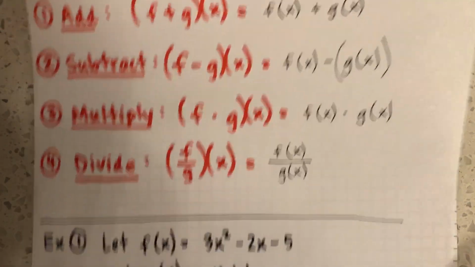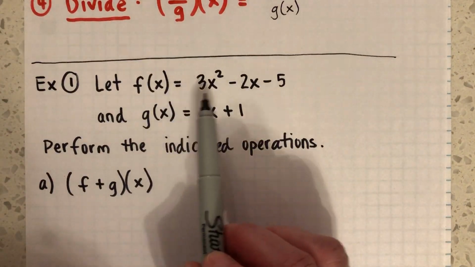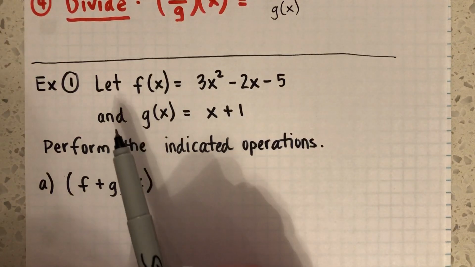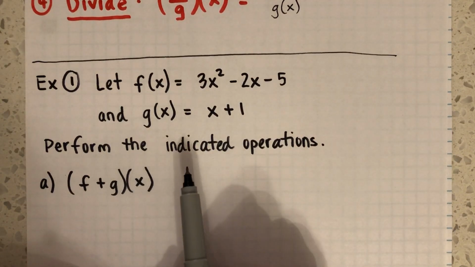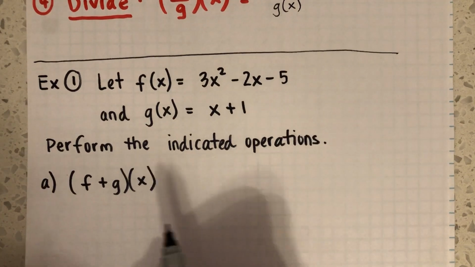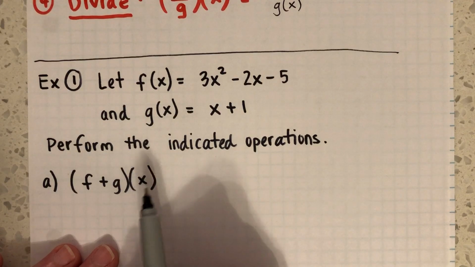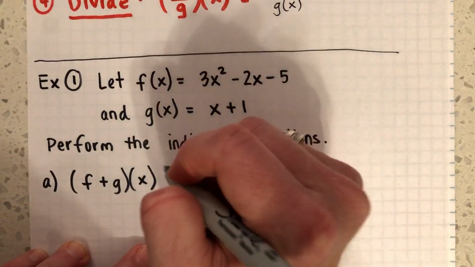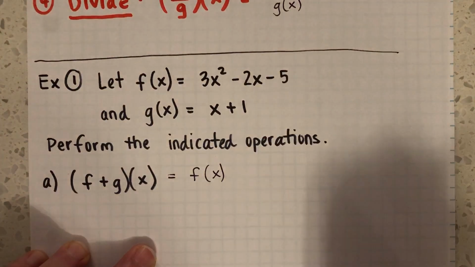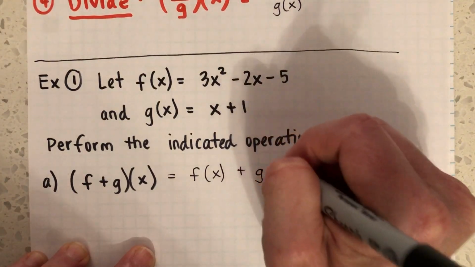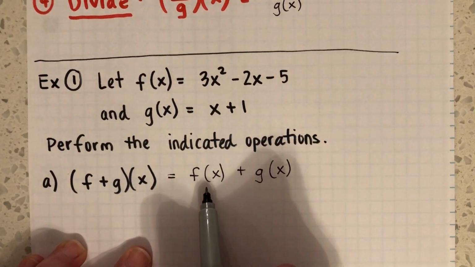Let's try some. Okay, so look at example 1. Let f of x equal this rule, equal this function, and let g of x equal this rule, okay? Perform the indicated operations. So in part A, they want you to find f plus g of x, all right? That literally means to take the f of x function and add it with the g of x function. So guys, who represented the f of x function?